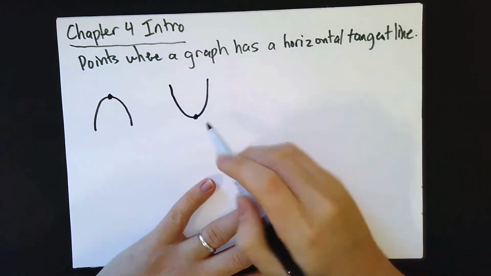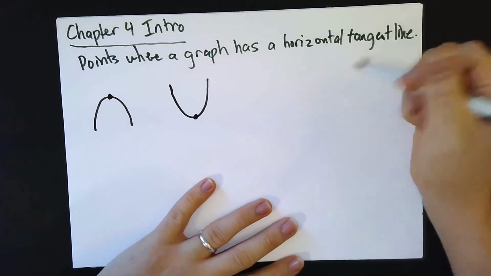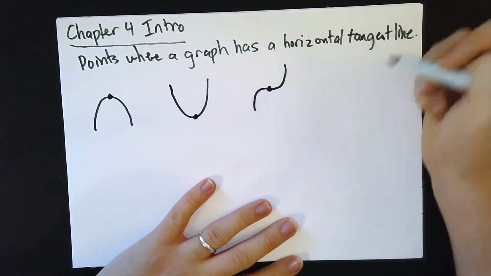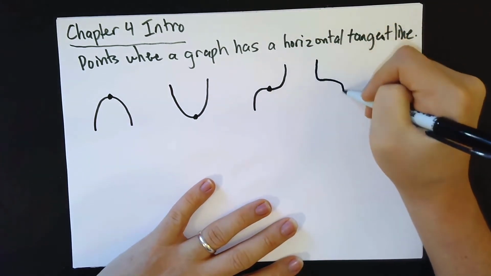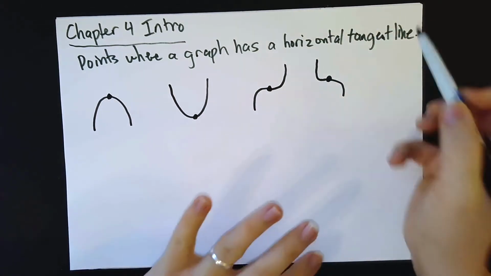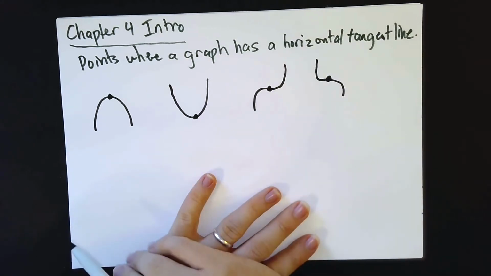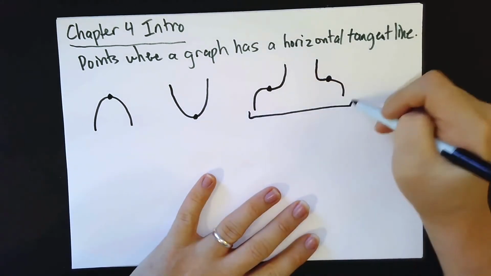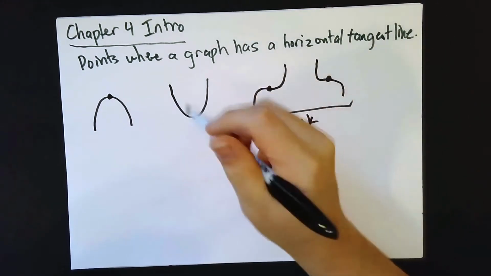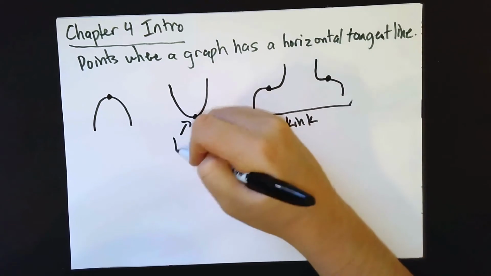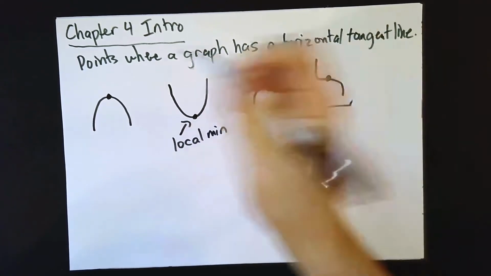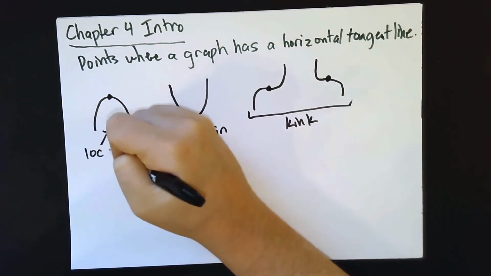It can look like this, where at this point there's a horizontal tangent line. Or the ones we see a little less often, it can look like that. Or it can look like that. And we're going to give names to each of these shapes. So these 2 I'm just going to call a kink in the graph. This I'm going to call a local min, for reasons that I will articulate in a second. And this I will call a local max.